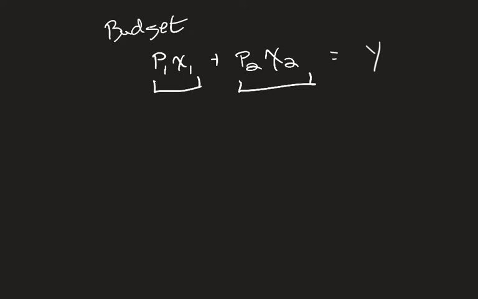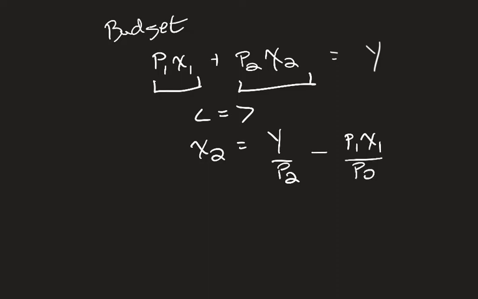And since we're representing this in good 2 space, we can just simply write this equivalently as the amount of x2 you're consuming is equal to your income divided by the cost of good 2, minus your consumption of good 1 divided by the price of good 2. And so that's just your budget constraint, which we can draw on this x2, x1 space.